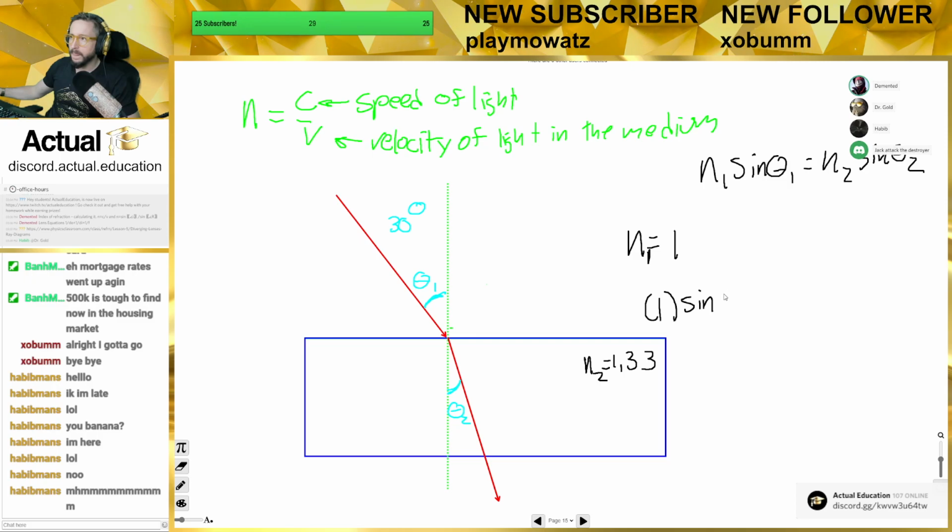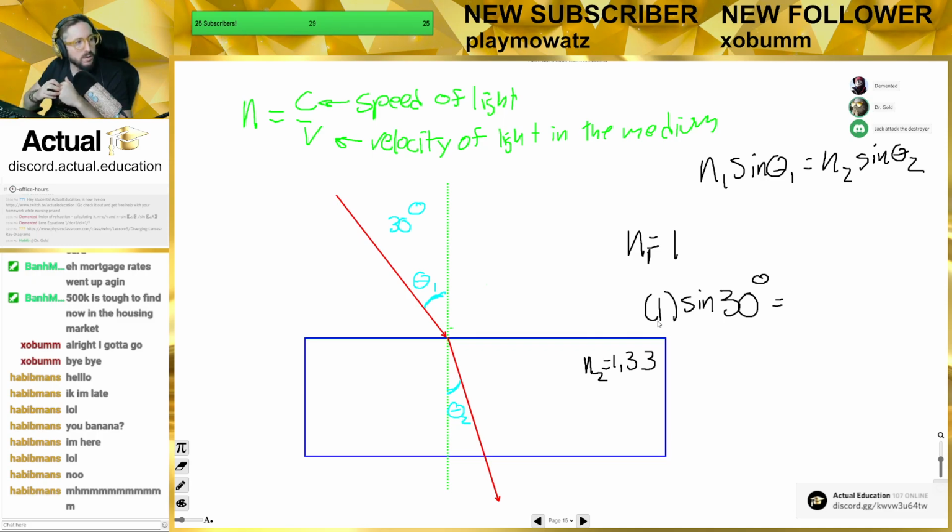Sine theta 1. Theta 1 is that angle, 30 degrees. Good. Is equal to n2, but what is n2? n2 is right here, the 1.33.